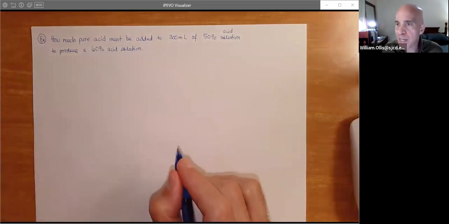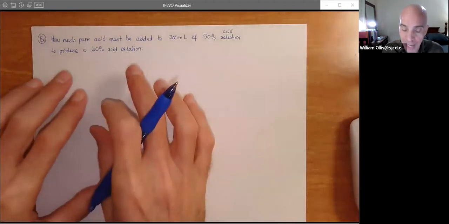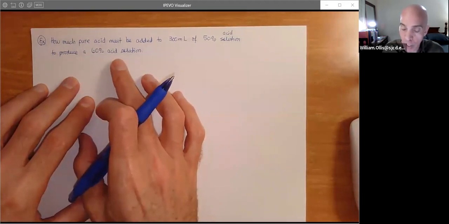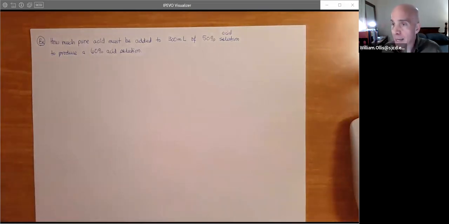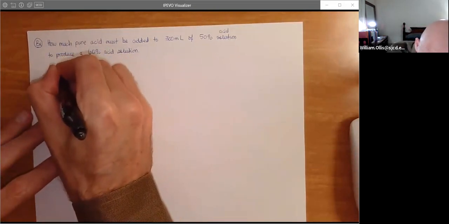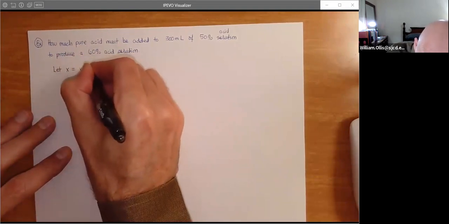Now, with these types of problems, we're going to also do a problem having to do with a cooling system in a car, where the volume will be constrained by the volume of the radiator. But notice here we don't have that constraint. We're just simply asked to produce a 60% acid solution from a 50% acid solution. So what we can do with this problem is think about filling in blanks. First, we just use a variable. Let X equal the volume of pure acid.